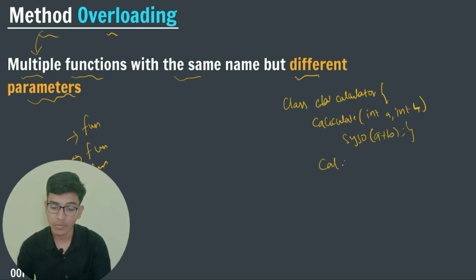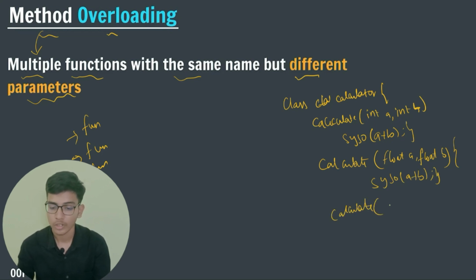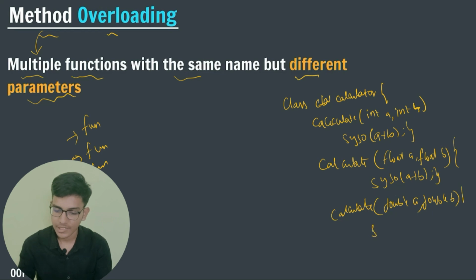I am creating another function that is calculate, and this will calculate for float numbers. So I will pass here float a comma float b. After that I am printing whatever value I get as my float value, that is a plus b, right? After that I am now passing calculate for double values. So double a and double b. In this I am printing the sum of two doubles, that is a plus b.